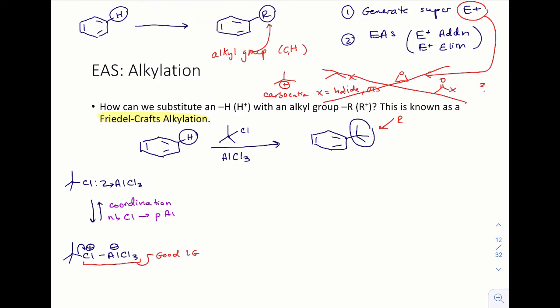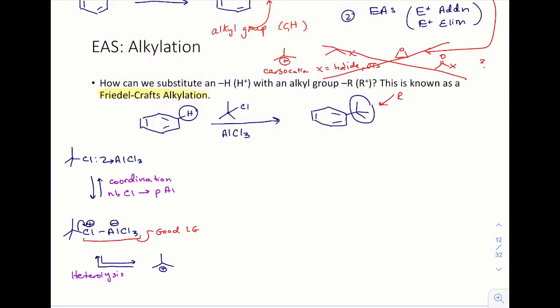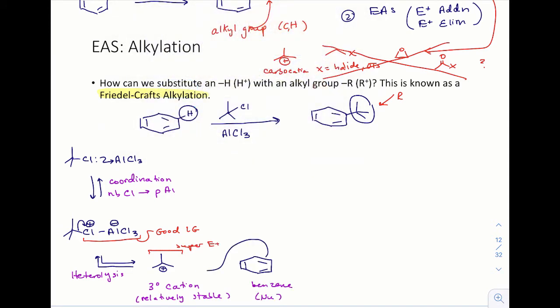So now this whole group leaves in a heterolysis step. And although this cation is relatively stable for a cation, right, it's tertiary, it is still high energy. So it represents the superelectrophile. Benzene will act as a nucleophile, as we've seen, in an electrophile addition step. So benzene's acting as a nucleophile, but it's reacting with an electrophile. So this is called an electrophile addition step, where that electrophile that is adding is the cation.